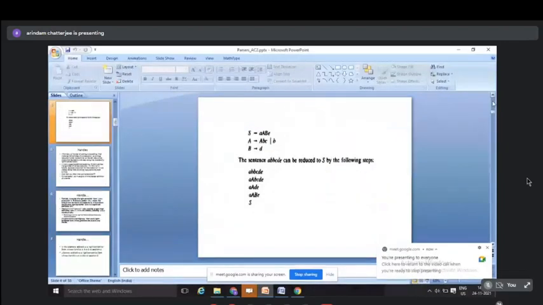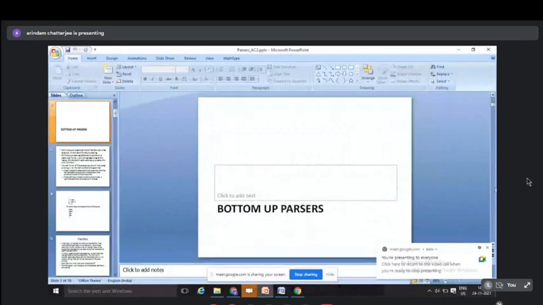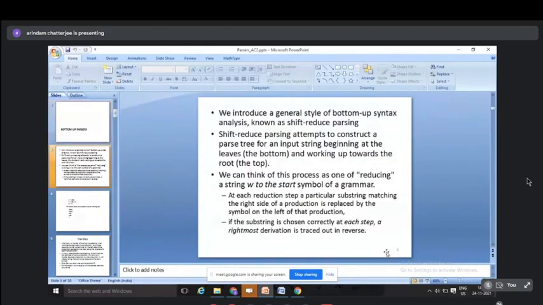understanding of Bison as well, because as I said, Bison doesn't work the same way as a top-down parser. So let us do a brief recap of what we learned on bottom-up parsers on 12th. So this is basically a type of bottom-up parser known as shift-reduce parsing. The meaning of shift-reduce will be clear as we go forward.